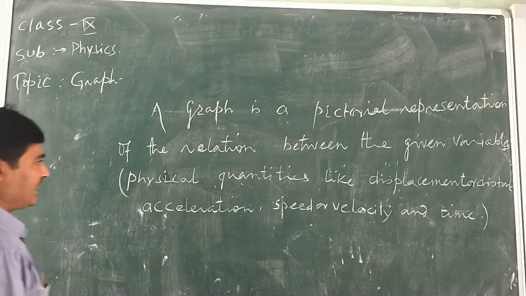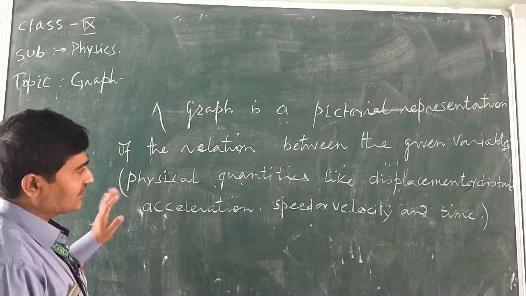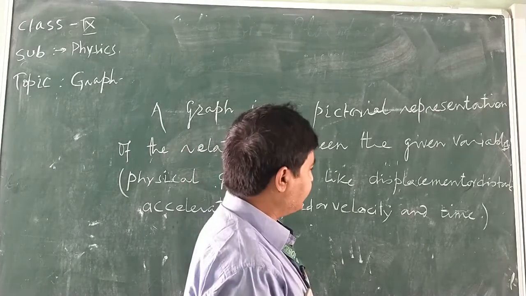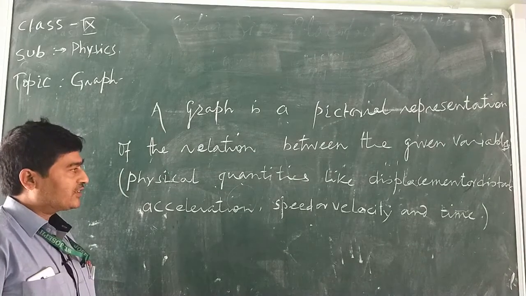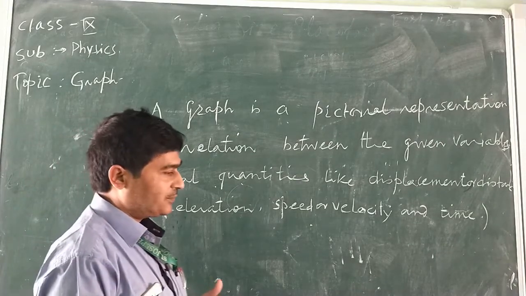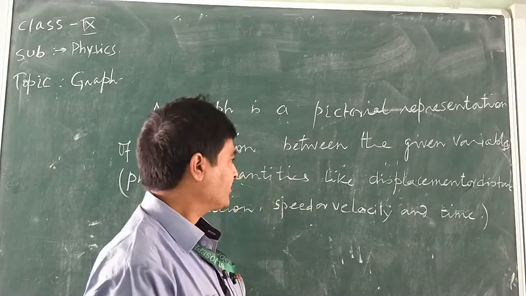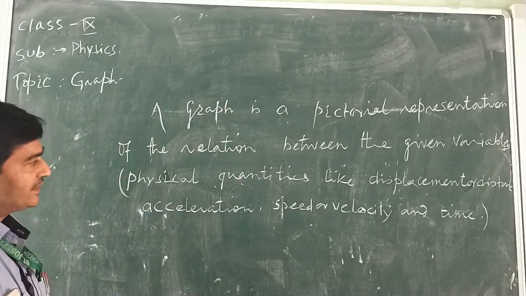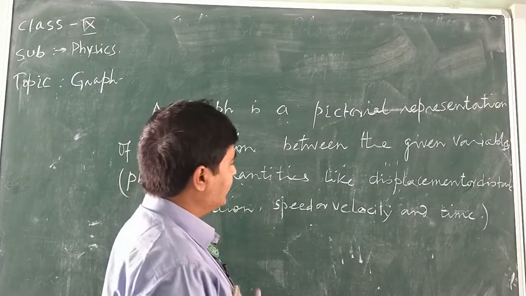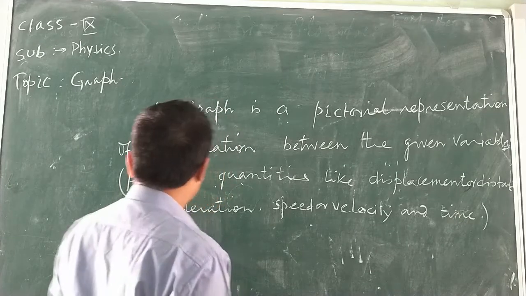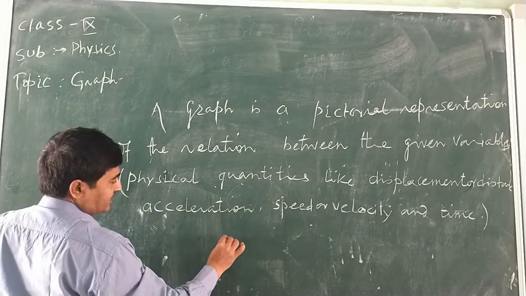Here we will use a convention regarding the variables, regarding the physical quantities, which reveals which quantities we place on the coordinate axis, that is, which physical quantities may be placed on x-axis and which on y-axis. So we try to understand the convention regarding the variables.